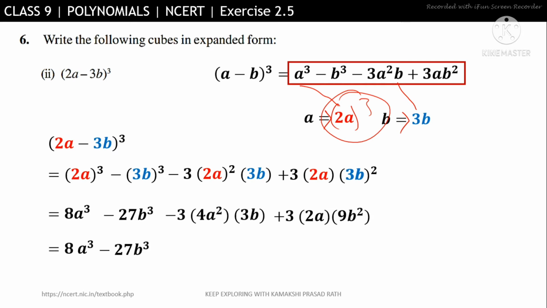Now here we have to multiply them. So minus 3 into 4 into 3, so we get minus 36a squared b. Again, 3 2s are 6, 6 9s are 54. So 54ab squared. Hence that is the expansion.